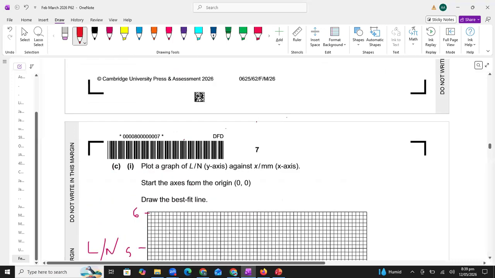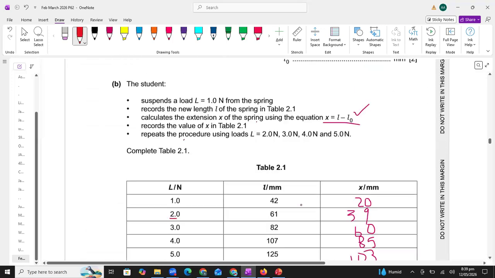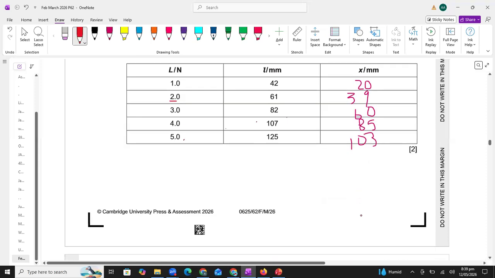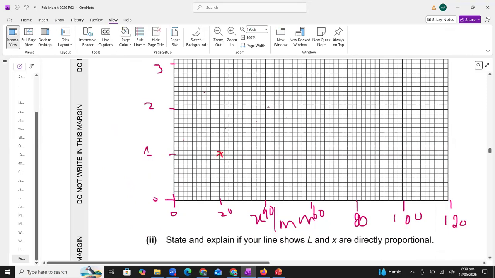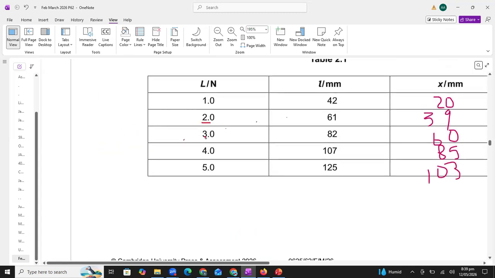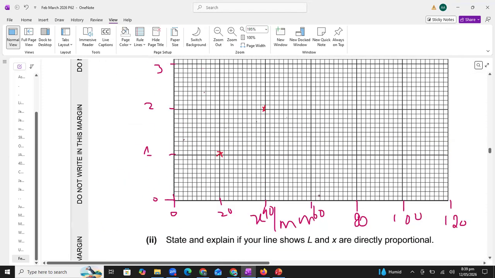All right. Now students, load is 2 Newton and extension is 39 millimeter. Let me zoom this picture beta so I can clearly see all the squares. Load is 2 Newton and extension is 39 millimeter. So 39 millimeter will lie in between them. All right. And load is 3 Newton, extension is, 1 minute beta, extension is 60 millimeter. So load is 3 Newton and extension is 60 millimeter. So this is the extension, students.